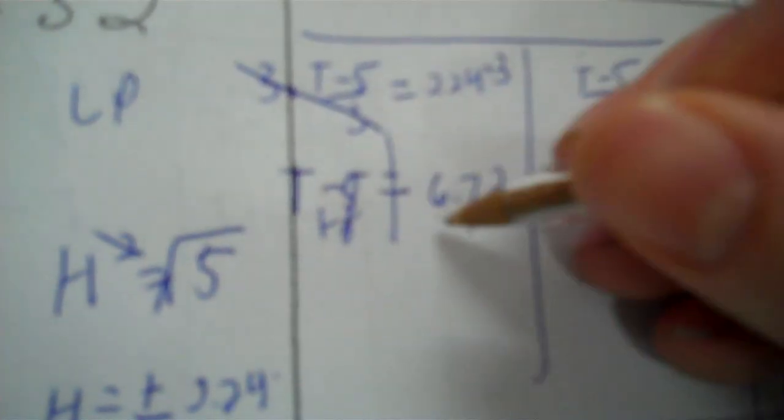Okay? So I have t minus 5, and then 2.24 times 3 is 6.72. Then I add 5 to both sides, and that's going to be 11.72.